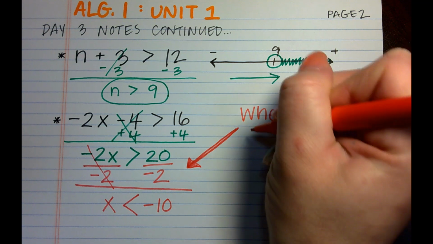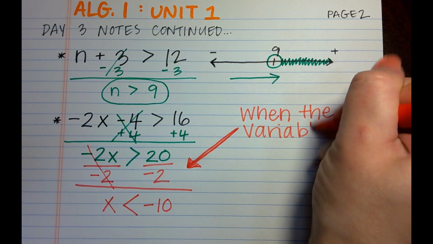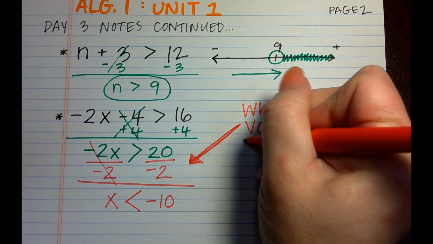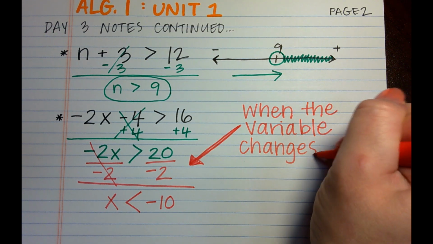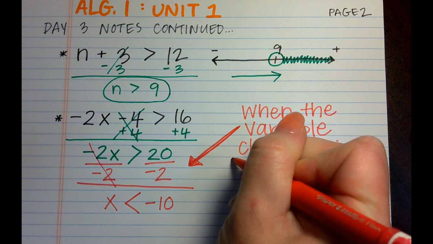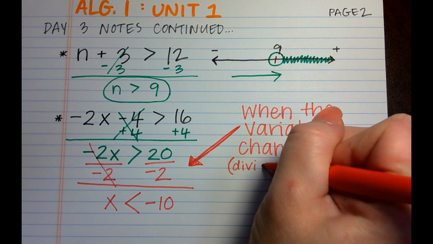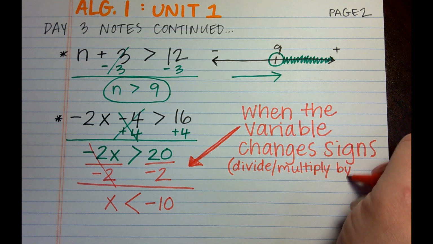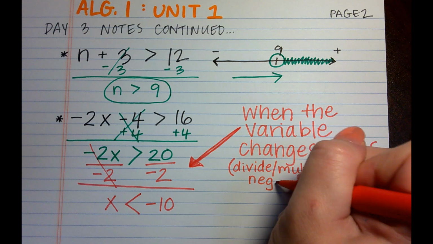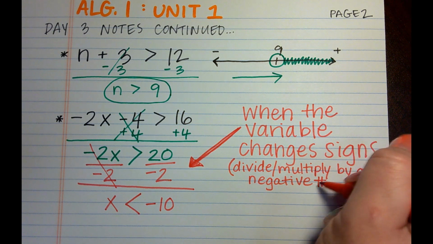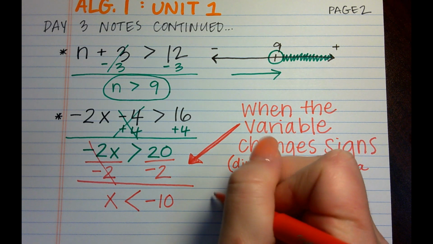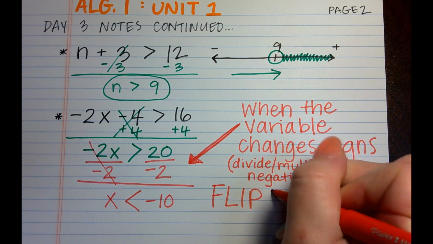The rule is: when the variable changes signs, from negative to positive or positive to negative, and in parentheses, dividing or multiplying by a negative number, the sign flips. So flip your symbol.